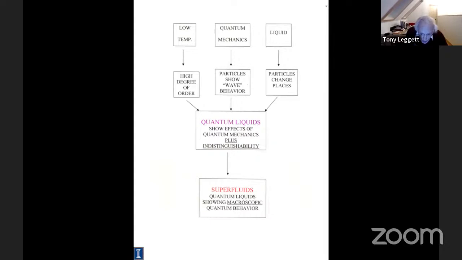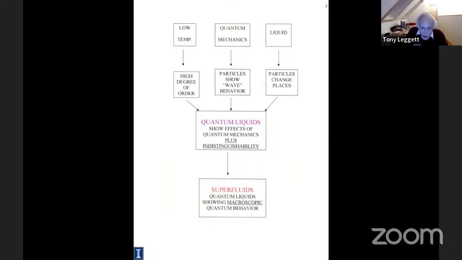And a quantum liquid is a system which shows not just the effects of quantum mechanics, but in addition, the characteristic effects which follow from the indistinguishability of elementary particles. I will be interested in these effects of indistinguishability, and in particular, in the special class of quantum liquids which are superfluids, that is, quantum liquids showing macroscopic quantum behavior. I will, in fact, discuss superconductors, superfluids, superfluid helium-4, and also superfluid helium-3 as examples of this.